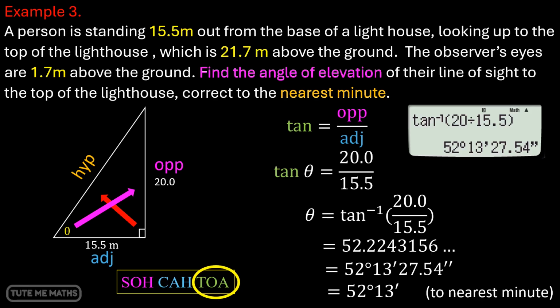A timely reminder that we should not round until the final answer. For example, if you had rounded to 52.2 degrees and then converted to degrees and minutes, you would have ended up with an inaccurate answer of 52 degrees and 12 minutes. It is also important to remind you that you must make sure your calculator is set to degrees, or all your calculations will be wrong.